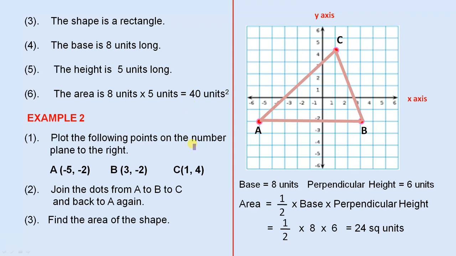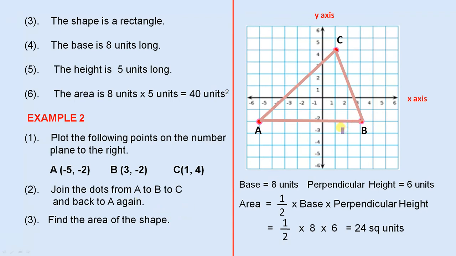Second example, very similar. We're asked to plot those 3 points and then join the dots, and I've done that here. I plotted A, which is (-5, -2). B was (3, -2), and C was (1, 4). And I've joined them as per that direction. Now to find the area of the shape.